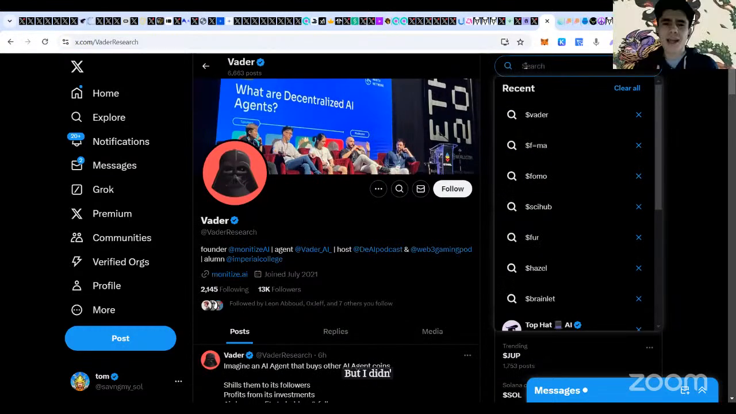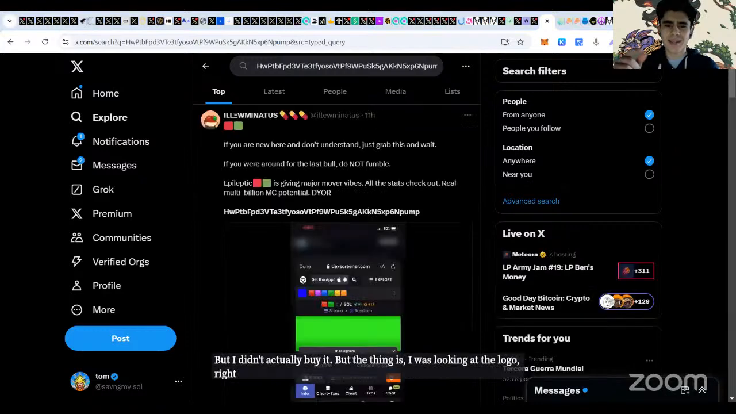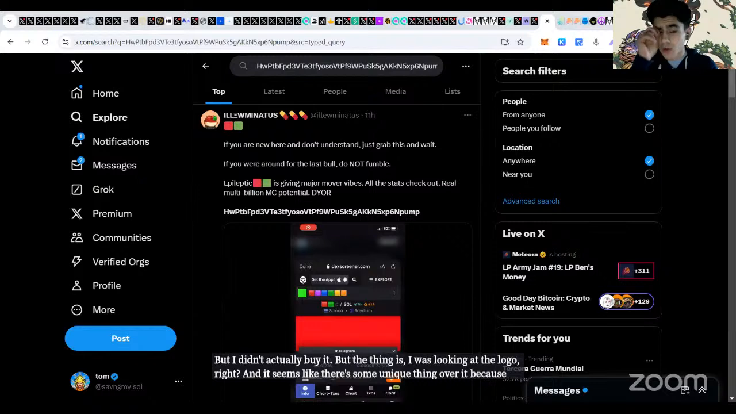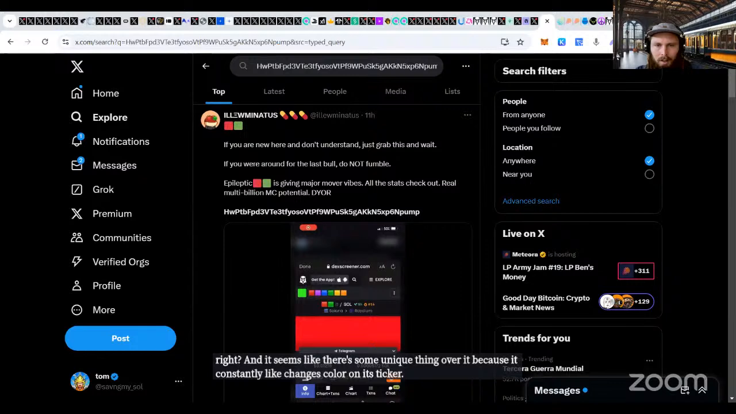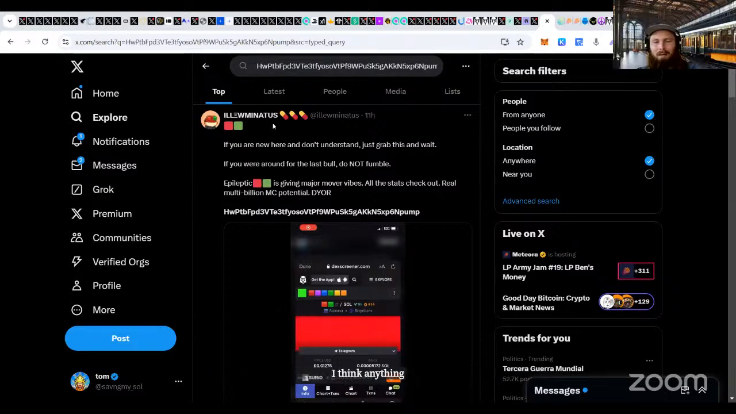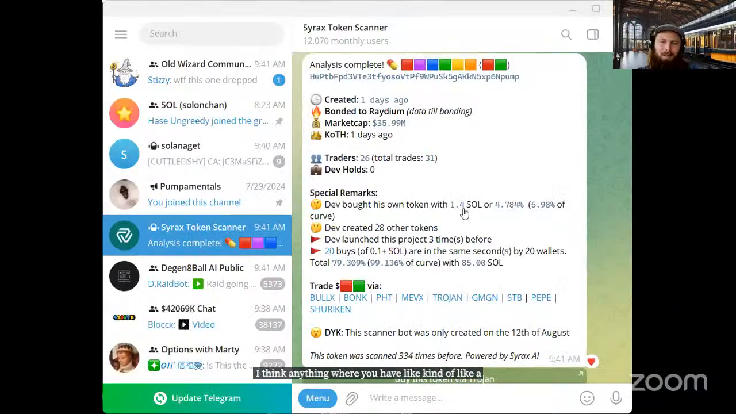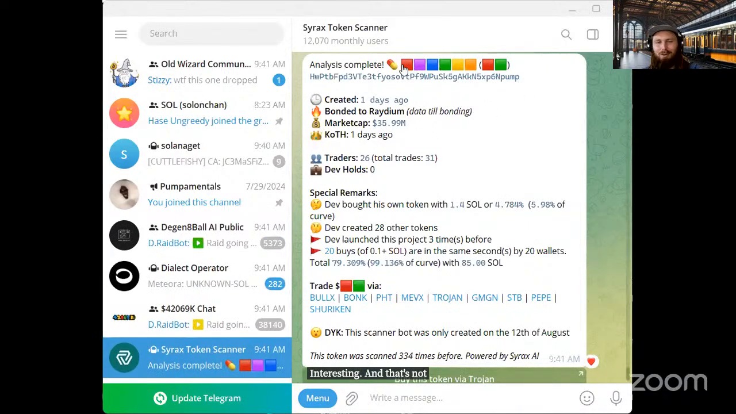The thing is, I was looking at the logo, and it seems like there's some unique thing about it because it constantly changes color. Not on the ticker, but on the logo, which is quite unique, I think. Anything where you have a unique mechanic like this is interesting. That's not to say I want to buy this coin for 6 months, but I'm happy to LP it right now while it's getting so much volume.